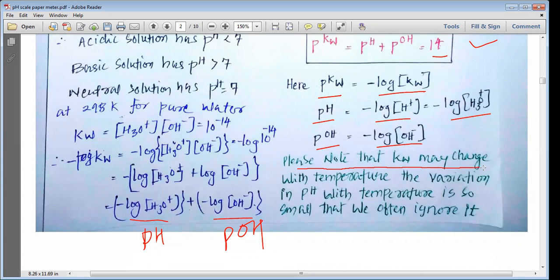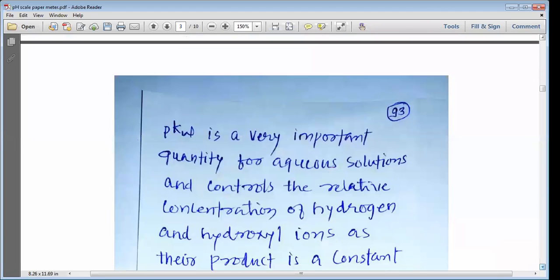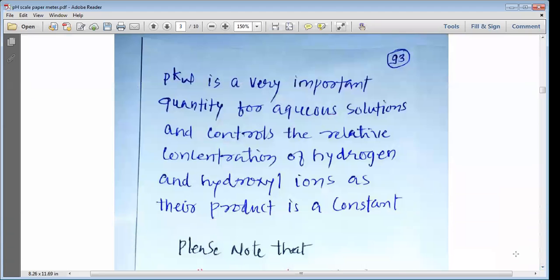Please note that Kw may change with the temperature. We have just seen that Kw is nothing but an equilibrium constant, and the value of this equilibrium constant may change with the temperature. The variation in pH with temperature is so small that we often ignore it. So please remember that the variation in pH is ignored with the increase in temperature, because the variation in pH is so small that we simply ignore it when the temperature changes.